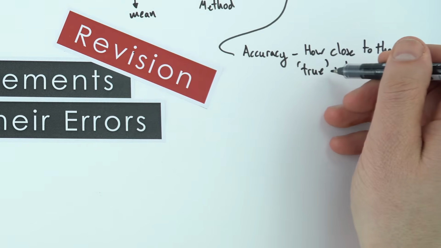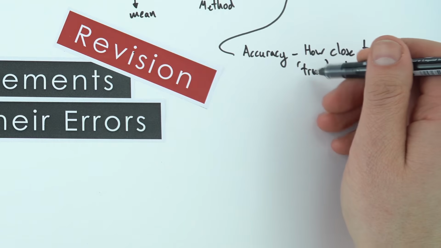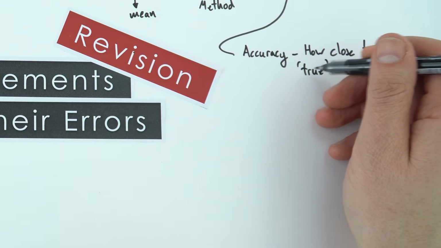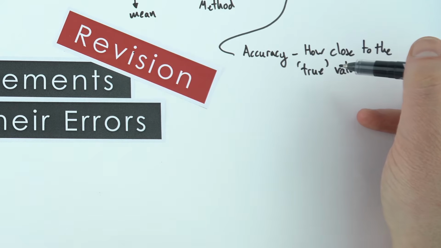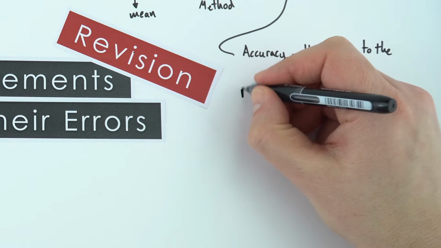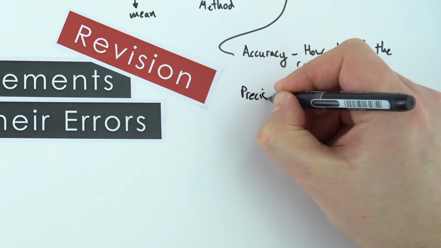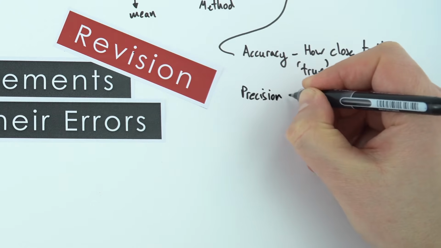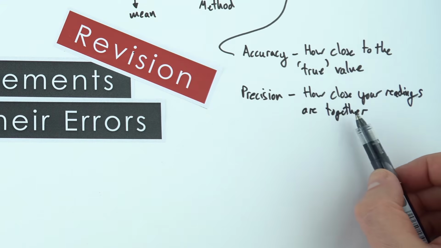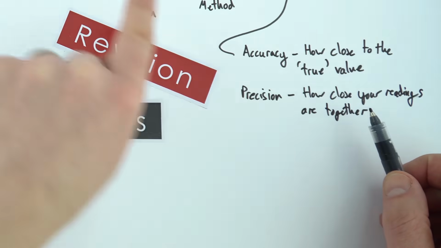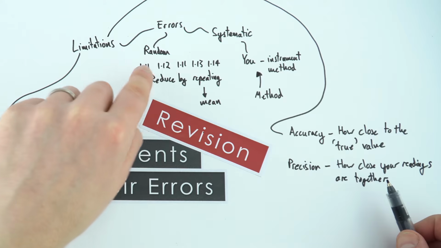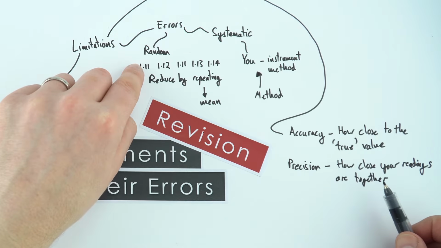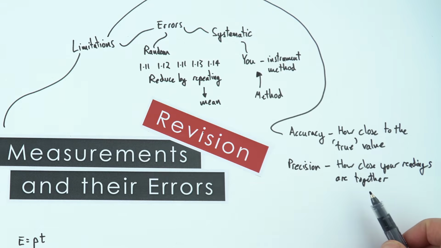I guess some of the problem is how do we know what the actual true value is? Because often that has to be carried out in experiments as well. But basically, accuracy tells us how close your result is to the true value. Now, something which sounds similar is precision. And this is how close your readings are together. So this one over here, where we had lots of values which were quite close to one another, these are precise readings because they're all quite close to one another.